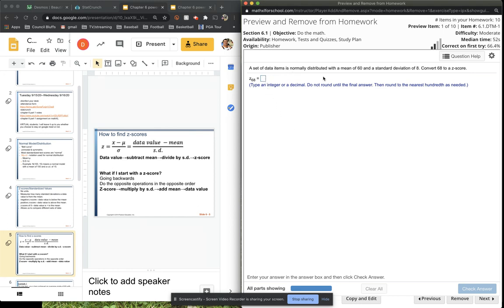A set of data is normally distributed with a mean of 60 and a standard deviation of 8. Convert 68 to a z-score. Just remember, when we're starting with the data item, our data item in this case is 68. We take that and we subtract the mean, and then we divide by the standard deviation.